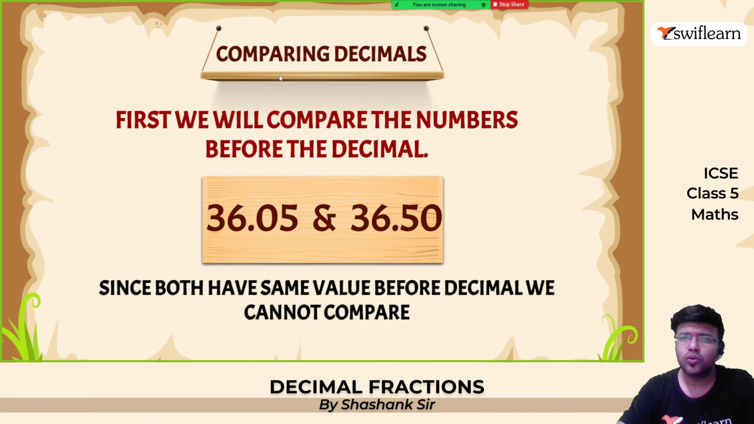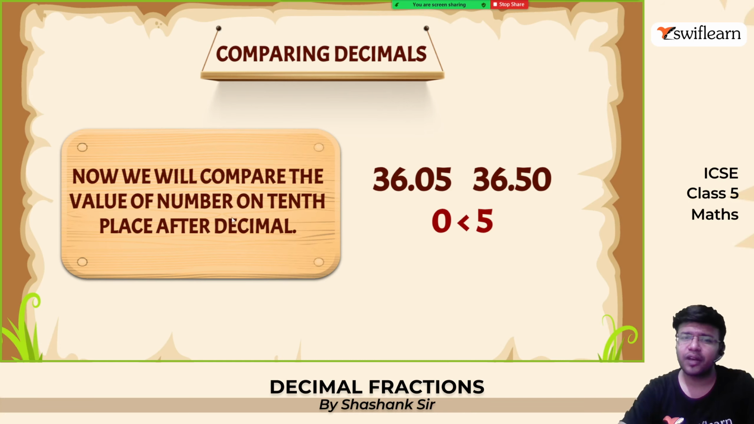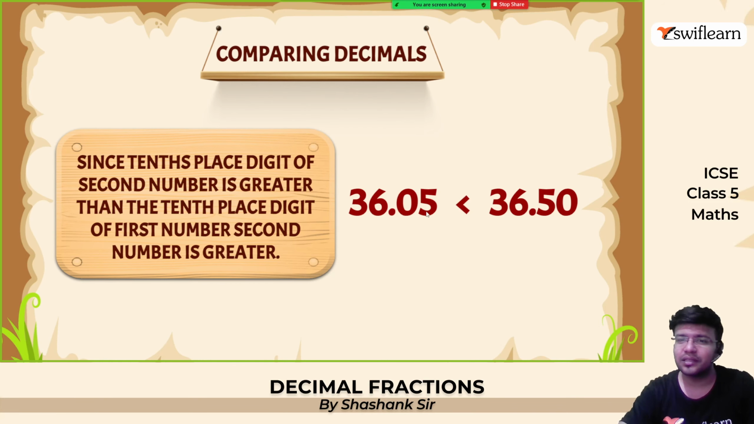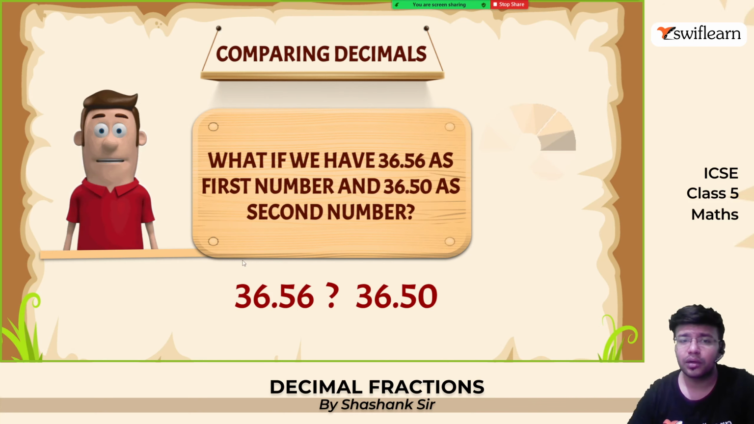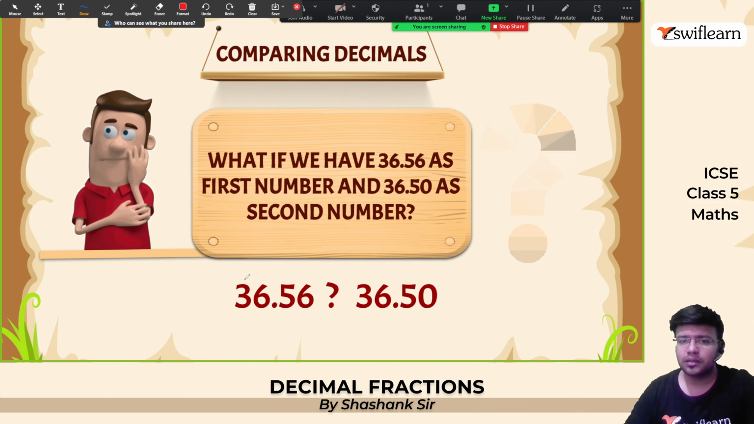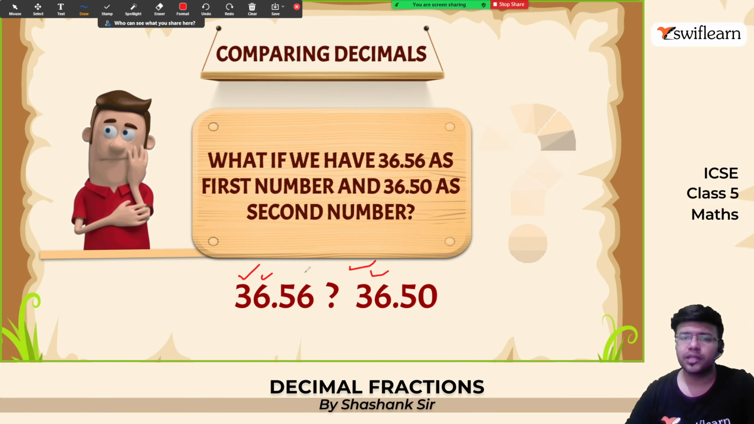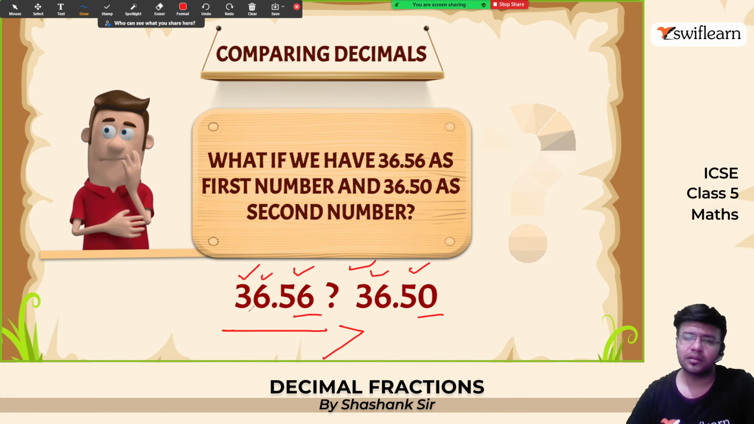Since both of them have the same value before the decimal, we cannot compare like this. First, we will compare the numbers before the decimal. See, they are having the same numbers. Now we will compare the value of the digit on the tenths place of the decimal. So obviously, see this 05 and 50, this is greater. What if we have 36.56 as the first number and 36.50 as the second number? In this case, 3 is the same, 6 is the same. Check the decimal, 5 is also the same, 6 and 0 are different. So this is greater.